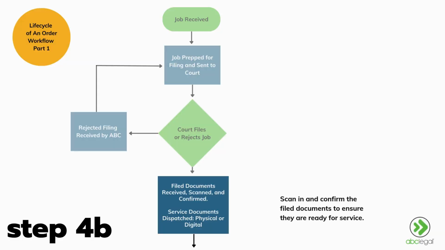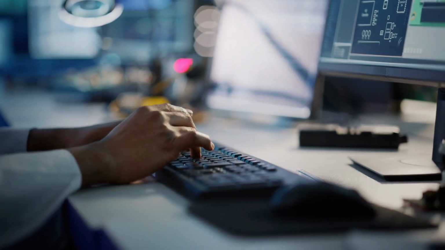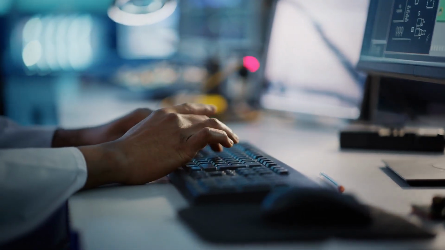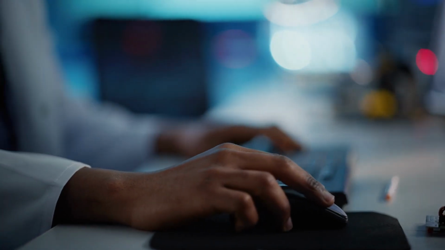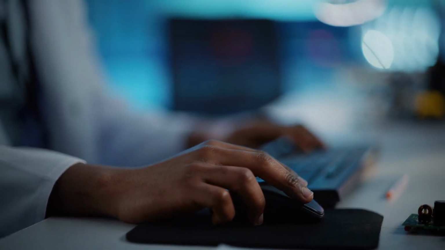Step 4B is when the court files the job and filed documents are received, scanned, and confirmed by ABC Legal, who ensures they are ready for service. Once all confirmations of data, filing, and job identification are completed, the service documents are dispatched either physically or digitally for service.